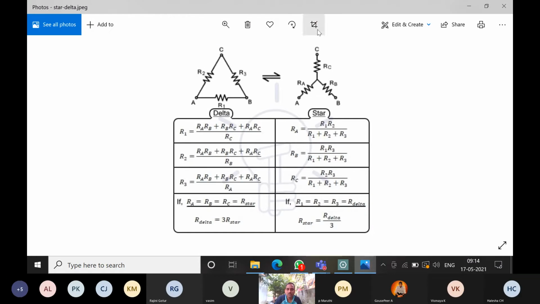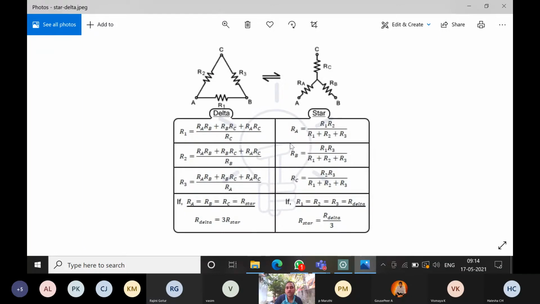So if I want R2, it is connected here, which means RA into RB. So R2 is equal to RA RB, same thing, the numerator is common: RA RB, RB RC and RA RC divided by the opposite resistance RB. For R3, the opposite resistance is RA. Okay, so this is the formula for conversion of star to delta.